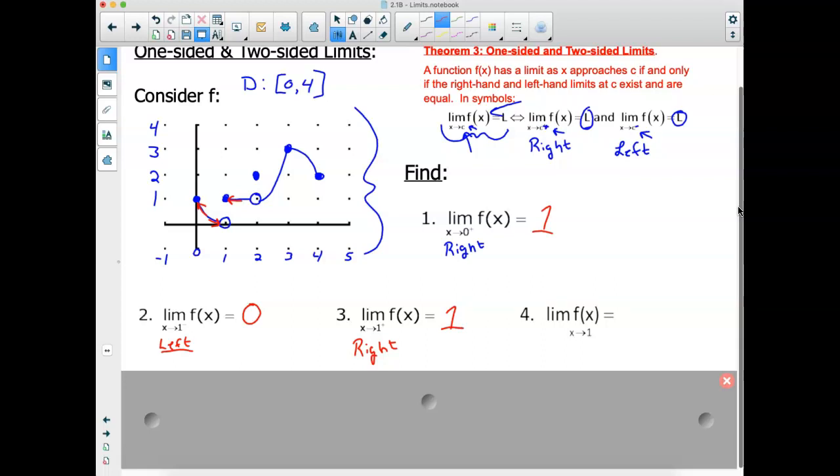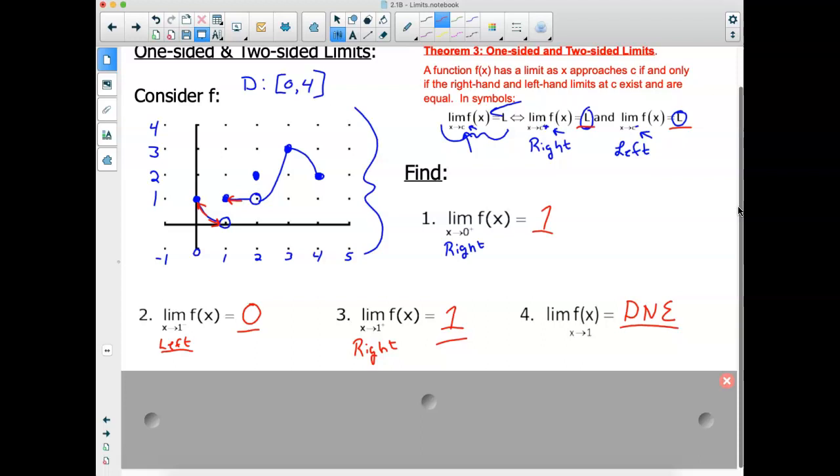So what is my limit as x approaches 1 of f of x? Now, there's no superscript on here, so that's a two-sided limit. And if your limit is not approaching the exact same number on both sides, okay, there is no limit. Well, from the left, I'm approaching 0. From the right, I'm approaching 1. So this limit does not exist because I'm approaching two different specific values, one from the right and one from the left. Therefore, the limit does not exist.